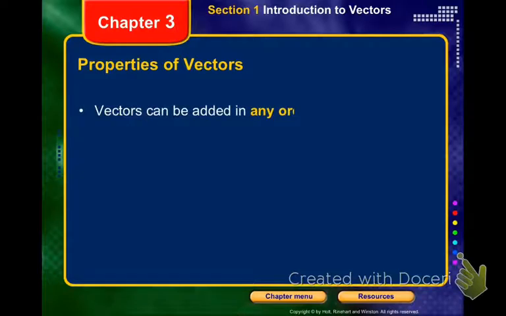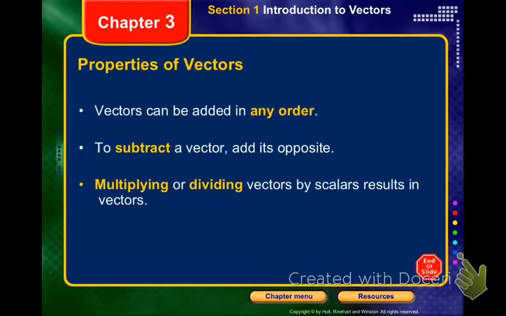So, some properties of vectors. They can be added in any order. That's what it showed on the video. To subtract a vector, you add its opposite. So, if a vector is given to you as 40 kilometers per hour going east, to subtract it, what's the opposite of east? West. You would draw it going west. Okay? So that is key whenever you're subtracting. It is the opposite. So keep that in mind.